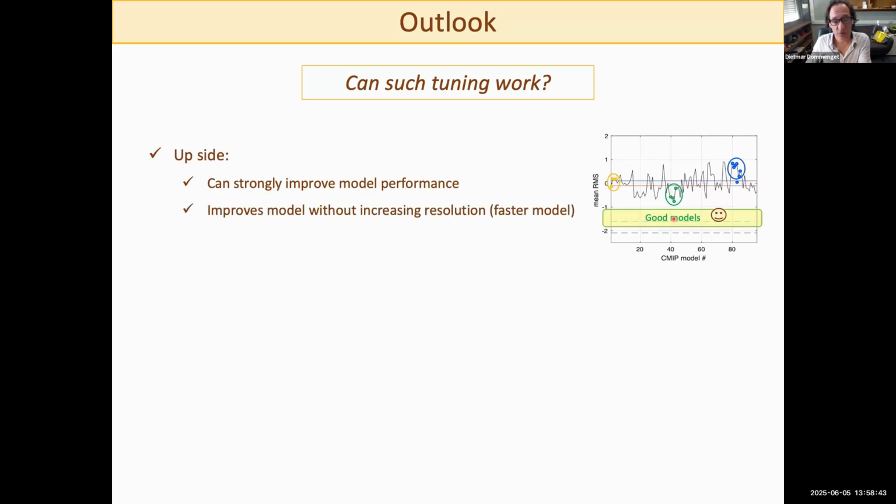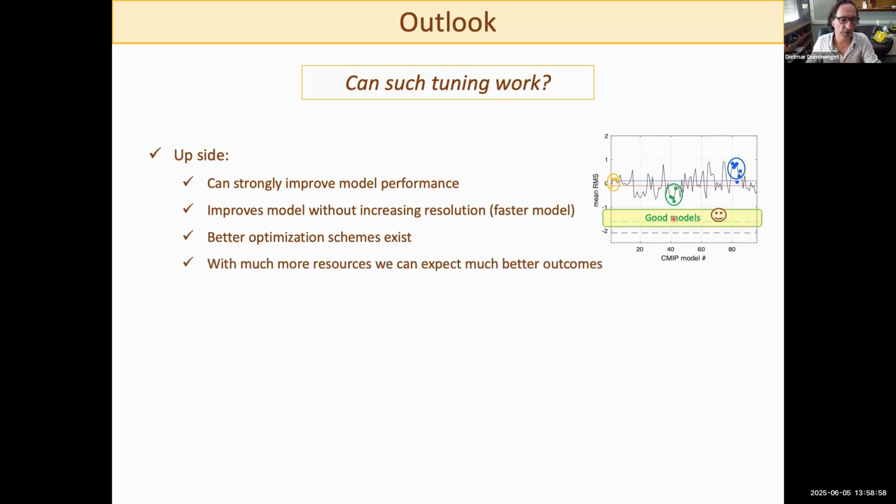So if you can do this, then you have actually a much faster model, and so you can improve the model without increasing the resolution. I strongly believe that this is true. And much better schemes than what we just did are possible. So this is really just a crude first guess of what we did. But you would need much more resources to actually do this compared to what we just did in the last half a year or so. And it's basically just 2 people who did this.